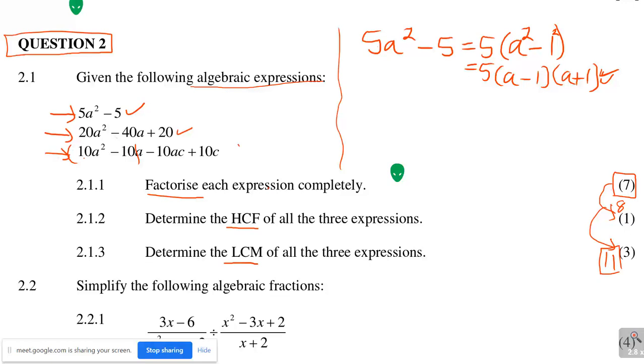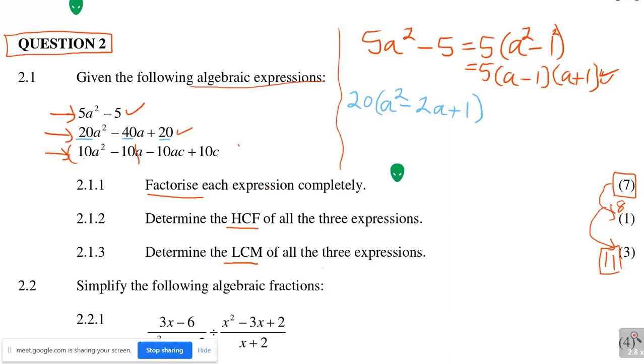20a squared minus 20, and you must ask yourself, what is this one about? You check. If you check, take out. You can see already, I'm going to take out 20. If I take out 20 there, 20 into 20a squared, I will have a squared. You see that? 20 into 40 is negative 2, it's negative 2a. And then 20 into 20 is plus 1. Are you seeing that?